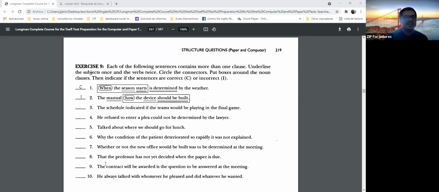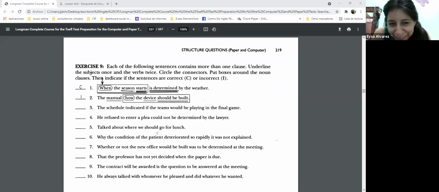When the season starts is determined by the weather. Okay, so the first thing I have to do is look for subject and verb. So I have here my subject, the season starts. Then I have here a verb, that is this one. And I know that if I have a connector, that means that it's a noun clause that functions as the subject. So that's why this one is my subject. So I have two subjects, I have two verbs, and that's why it is correct. All right. Very good. Excellent.